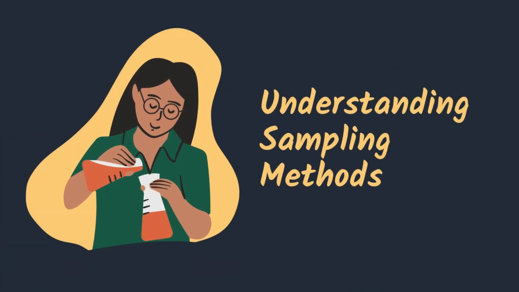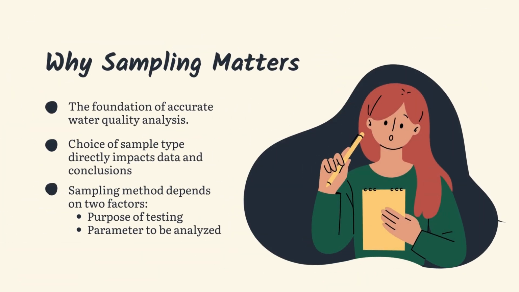Hello everyone. Today I want to talk about a fundamental aspect of water quality analysis: the different types of sample we collect. Understanding this is crucial because the choice of sample directly impacts the data we get and the conclusions we can draw. The type of sample we use always depends on the purpose of our testing and the specific parameter we are trying to analyze. Let's start with the simplest type, the grab sample.